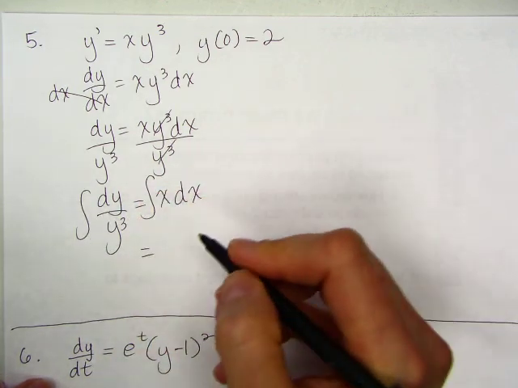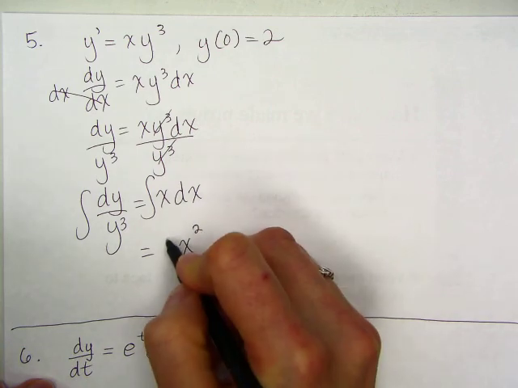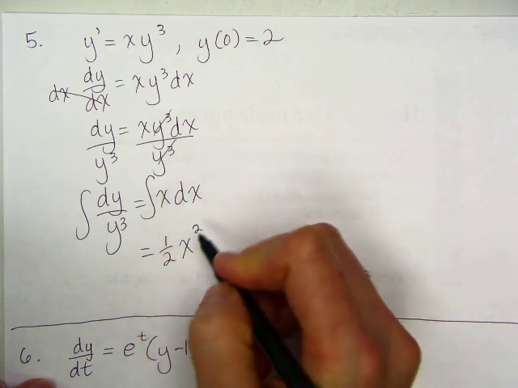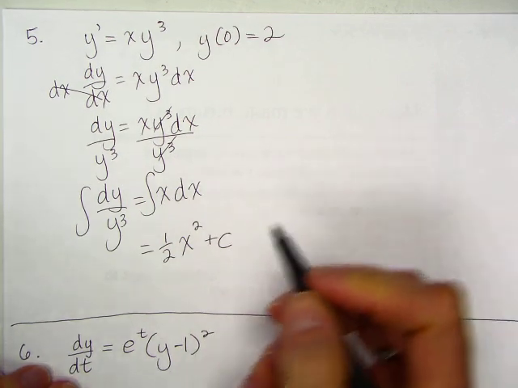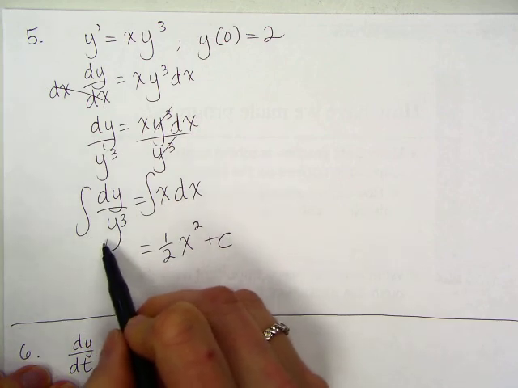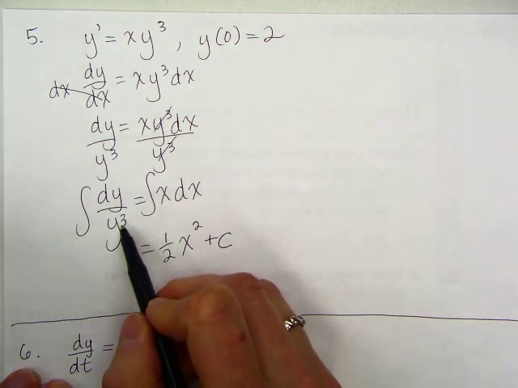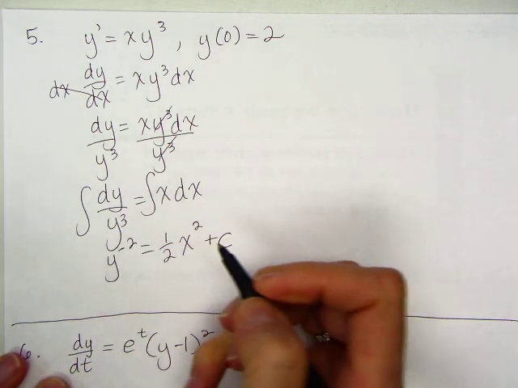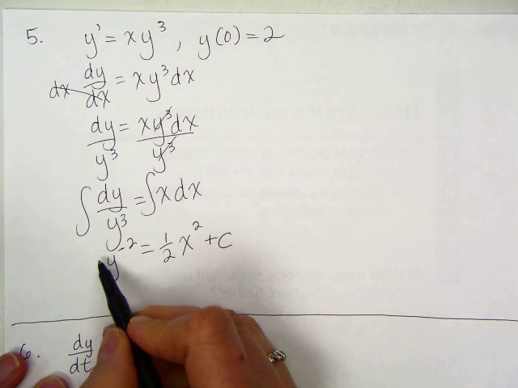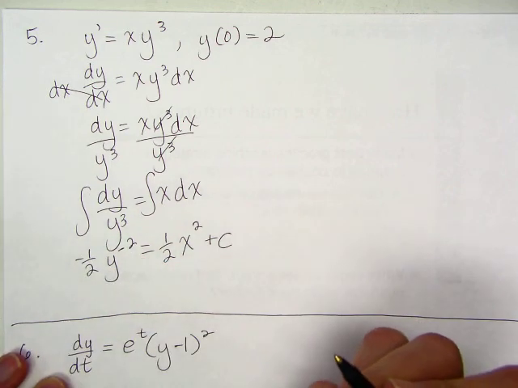This side, fairly simple. The x power has to go up to 2, but we don't see the 2 out front, so it's 1/2 x squared plus c. And then over here, we've got y to the third on the bottom, which is y to the negative third. So that power has to go up to -2. But again, we don't see the -2 out front, so we'd need a -1/2 to make that equation complete.